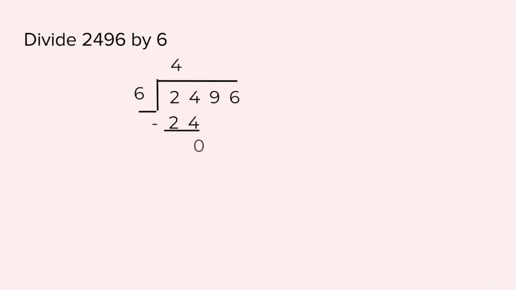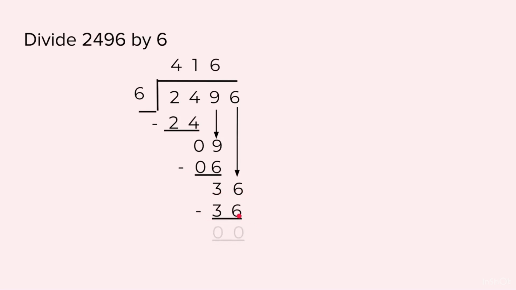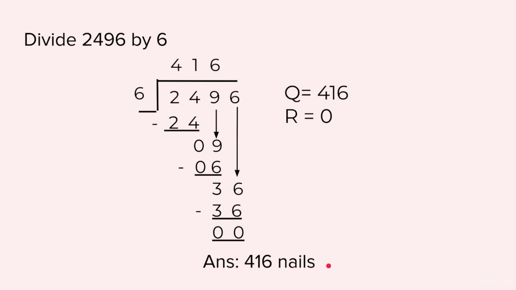It comes 4 times. 6 4s is 24, we write 4 on top, 24 at the bottom, we subtract, we are left with 0. So we bring down the next digit, 9. 6 will go one time in 9, we write 1 on top, 6 at the bottom, we subtract, we get 3, then we bring down 6. 36. 36 will go 6 times, 6 6s is 36, we write 6 on top, 36 at the bottom, we subtract, we are left with 0. So quotient is 416, remainder is 0. That means the answer is 416 nails.